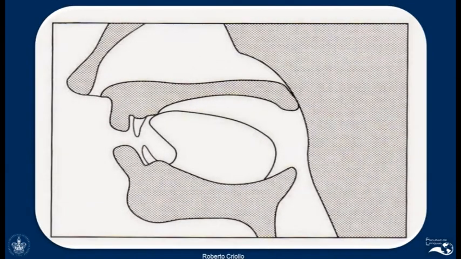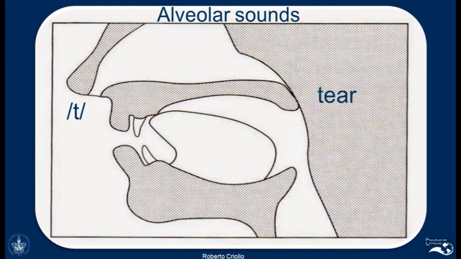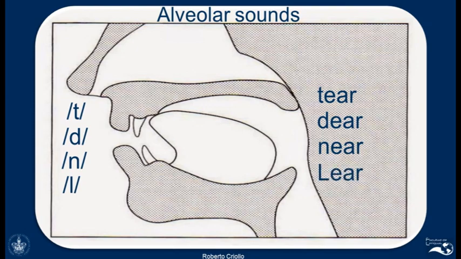Now there are also a great number of alveolar sounds in English. It is important to say here that these sounds are produced with the tip of the tongue touching the alveolar ridge. Some examples include t, as in the word tear. There is also d, as in the word deer. There is also n, as in the word near. Another alveolar sound is l, as in Lear, like the King Lear from the Shakespeare play.